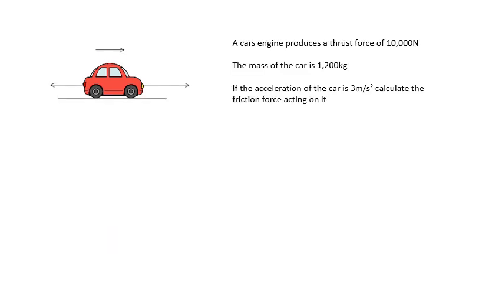Let's bung some numbers in. A car's engine produces a thrust force of 10,000 newtons. The mass of the car is 1,200 kilograms. If the acceleration of the car at that instant is 3 meters per second squared, calculate the friction force acting on it. Pause the video, have a go yourself. Answer in 3, 2, 1, and there you go. So F equals ma. So thrust minus friction equals ma. Bung in the numbers, 6,400 newtons.